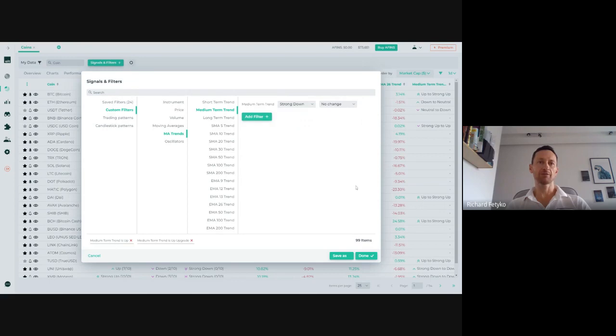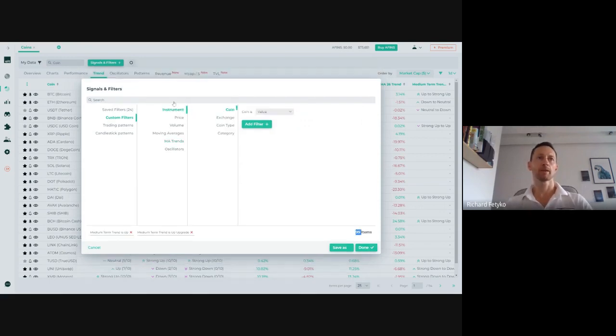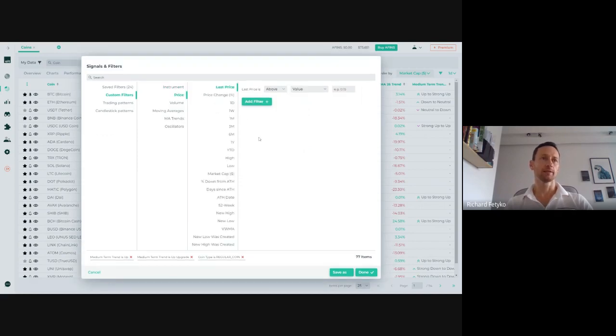So once I add that filter, I'm down to 99 coins. You could play with that and say, I don't want any stable coins, so I'm going to add just the regular coins. I don't want any really tiny market caps, so I'm going to say minimum market cap of 5 million, which is not even that much. So now I'm down to 26 coins that are in an uptrend on the medium-term basis.